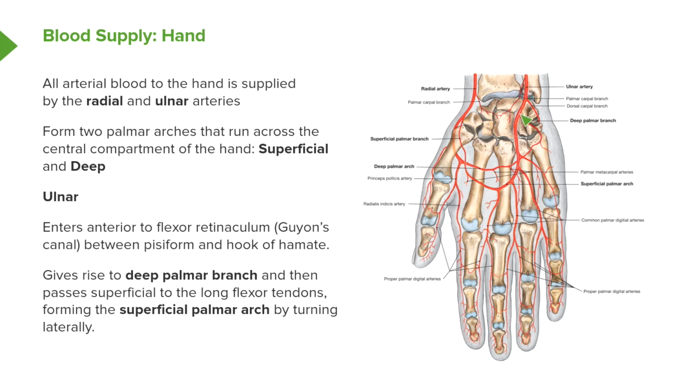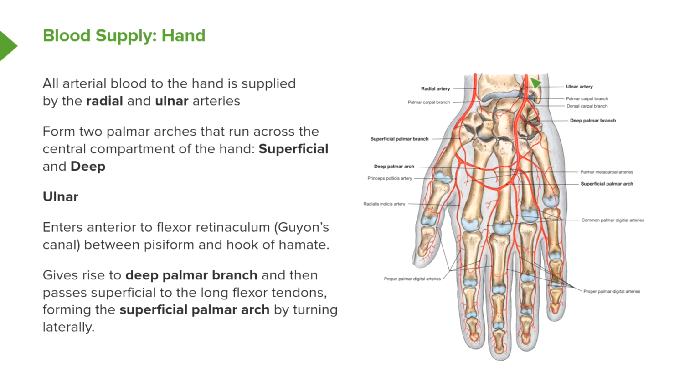And then as it progresses towards the central compartment of the hand, it gives rise to the deep palmar branch. So we can see that the ulnar artery is then giving rise to the deep palmar branch that goes around here. But the main trunk of the artery carries on, and it passes superficial to the long flexor tendons, and it forms the superficial palmar arch, which we can see here.